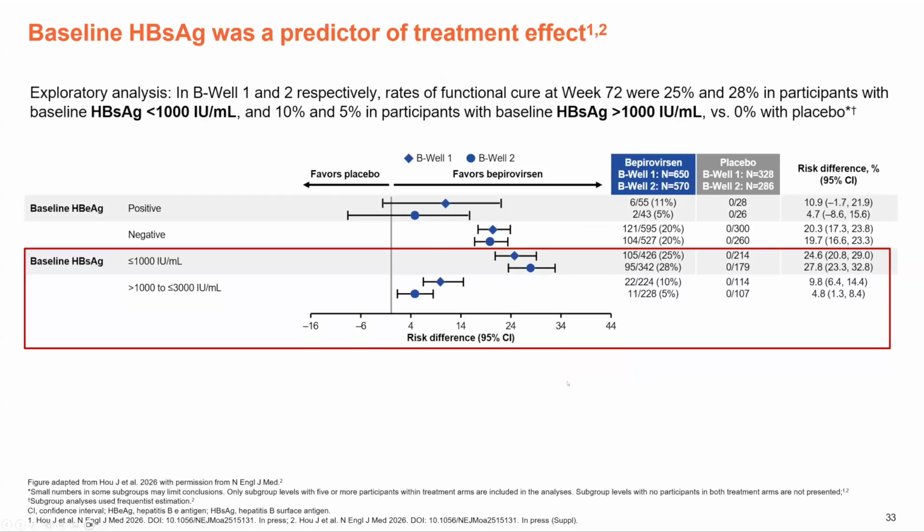This forest plot confirms it across subgroups. The treatment effect, the risk difference versus placebo, was consistently larger in patients with baseline S antigen under 1,000 than those above it in both BEWARE 1 and 2 studies. So baseline S antigen is not just prognostic, but it's also predictive of who responds to therapy. So in choosing patients for the treatment with novel agents, the information for HBs antigen level is very essential.